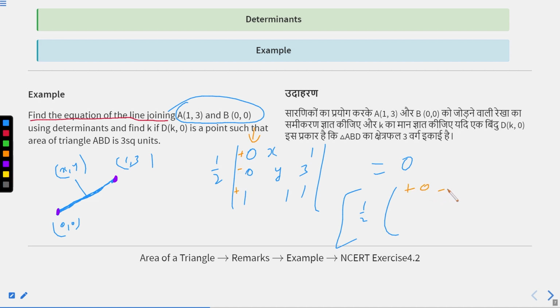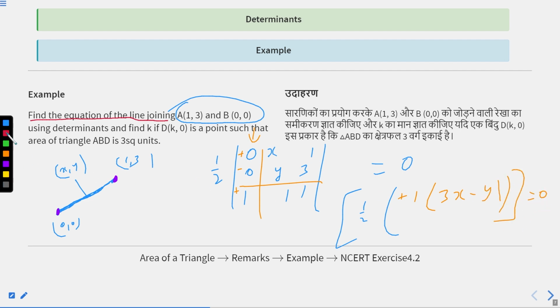Okay, so this will vanish, because it will be multiplied with 0. So you are only left with this thing. Now, in the expansion, you are only left with this: 3x minus y will equal 0.